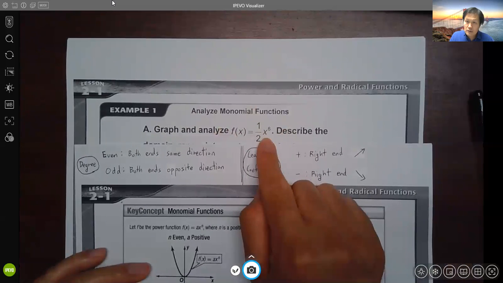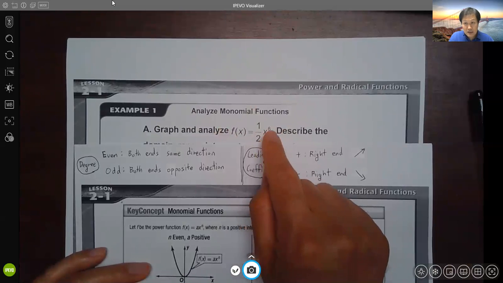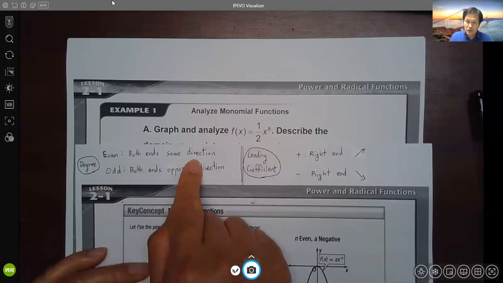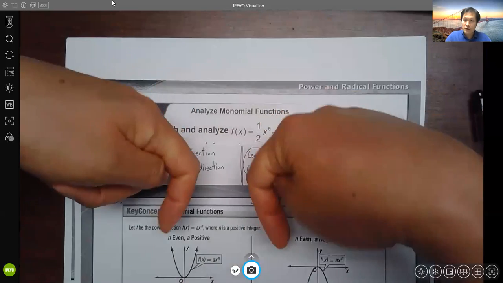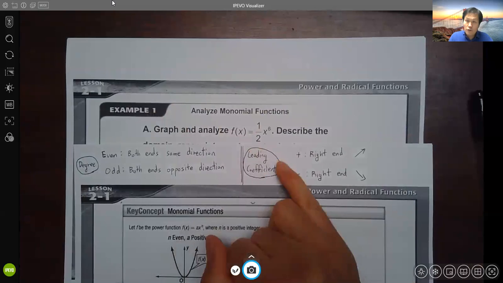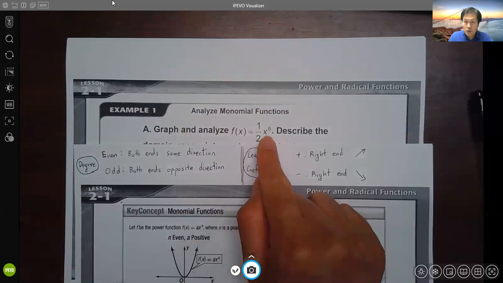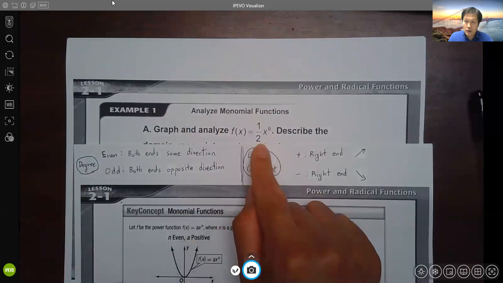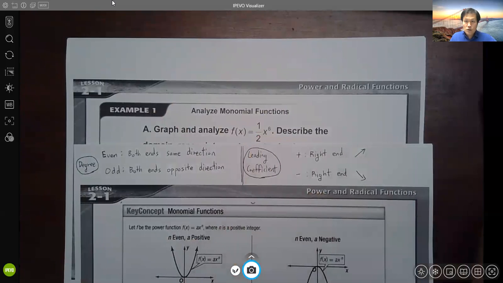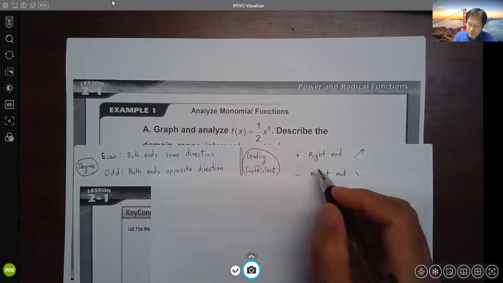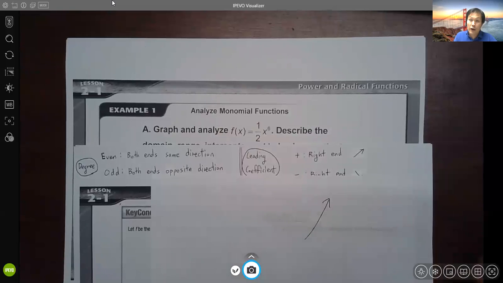The highest power of x is 6, and there's only one x term, by the way. 6 is the degree. Is the degree even or odd? 6 is even, so both ends go in the same direction. Either they go up together or they go down together. Now, the leading coefficient is the number in front of the highest power of x, which is 1/2. 1/2 is positive, so the right hand goes up.